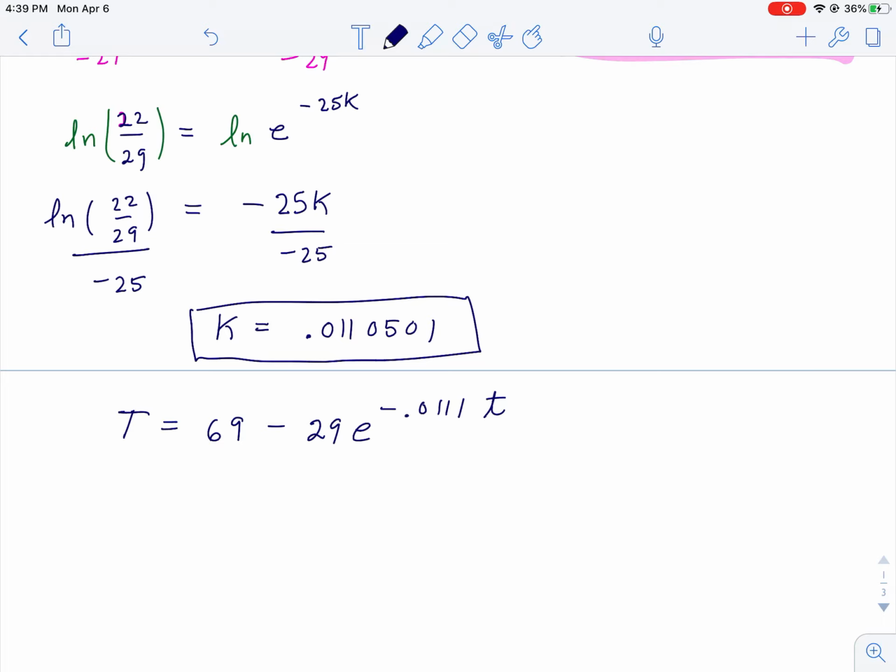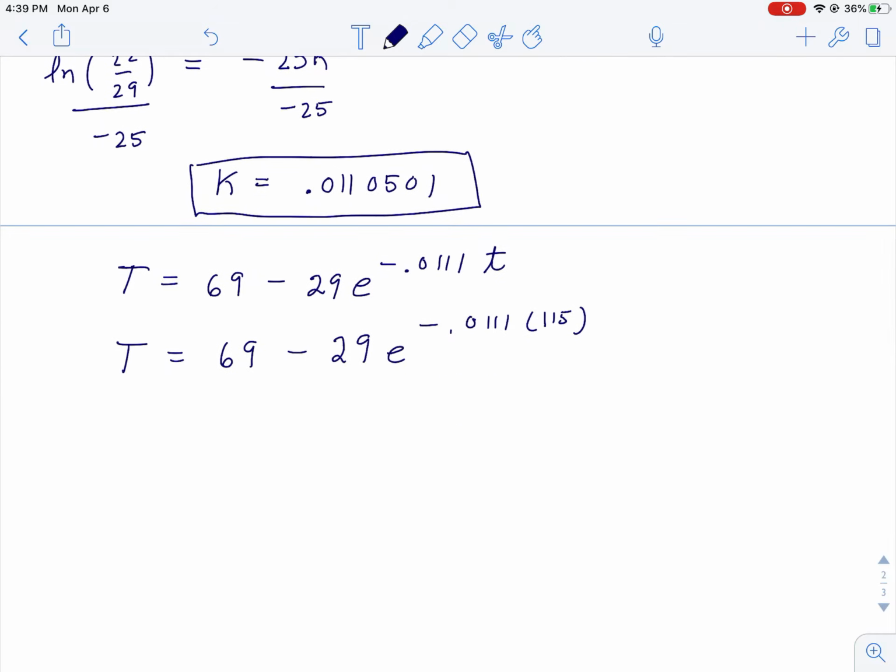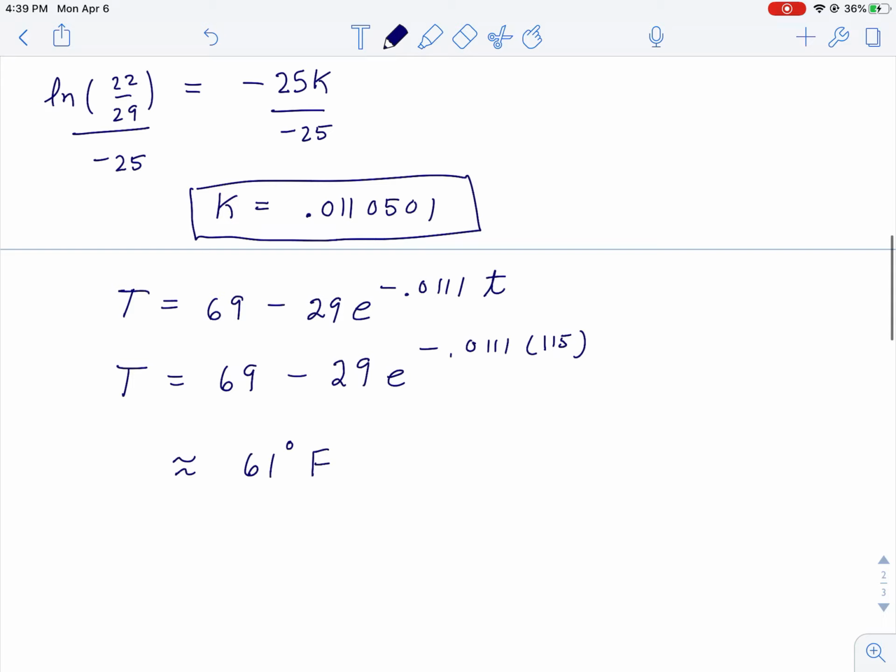Part 2 said, hey, what happens after 115 minutes? Well, now this is the easy part. You're just plugging in 115 for t. So I'll copy this down, negative 0.0111. Again, my suggestion is keep the decimals on your calculator. I would type that in just as is, left to right on your TI-84. And if you do this, this shakes out to about 61 degrees Fahrenheit. Again, that was Newton's law of heating and cooling. And I hope you found that helpful.